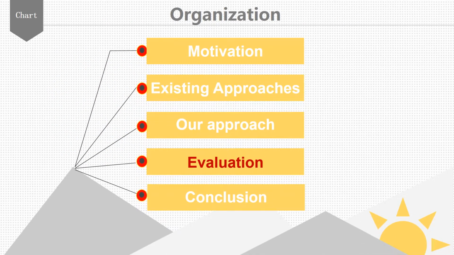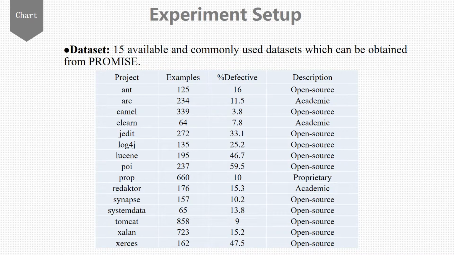Okay, then I will detail our experiments. In this experiment, we employ 15 available and commonly used datasets, which can be obtained from PROMISE. These 15 datasets have the same 20 attributes, so we can apply all attribute information directly. This table shows the details about the datasets.